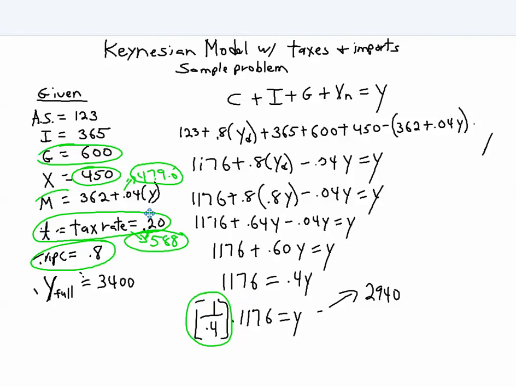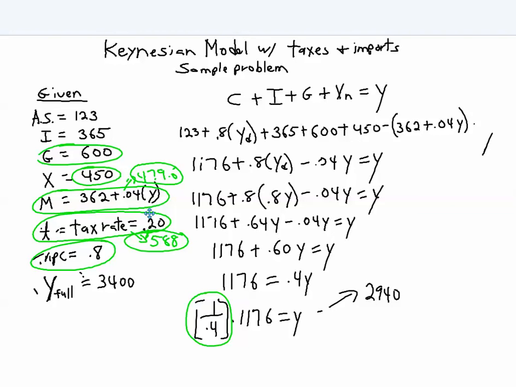Also, the multiplier is eroded a little bit by imports, because you can see that every time you get paid, you're going to spend 4 cents out of every dollar, 0.04, on imports. And in the Keynesian view of the world, imports don't stimulate our economy.